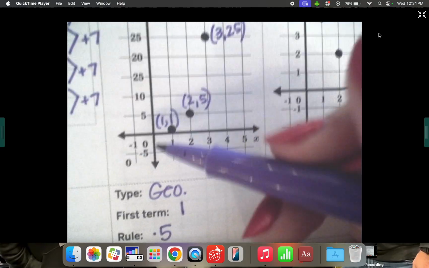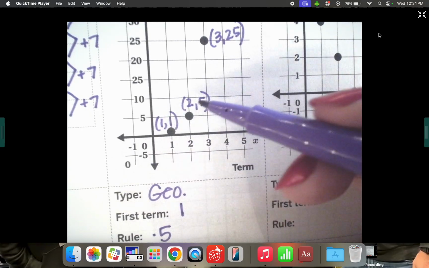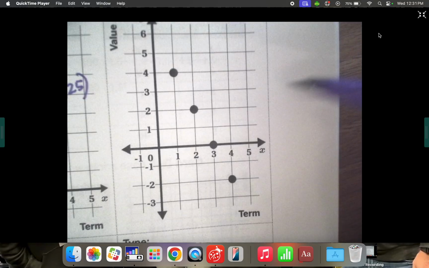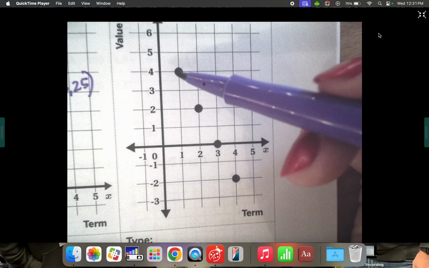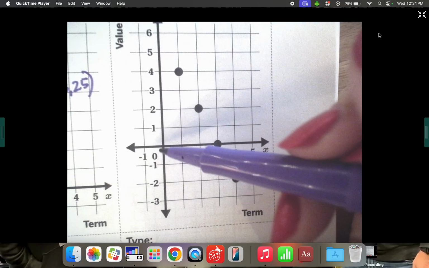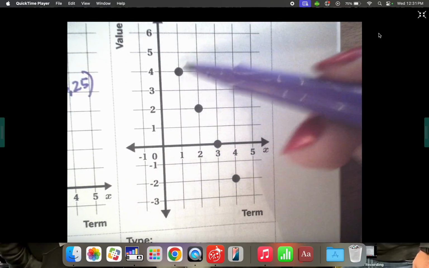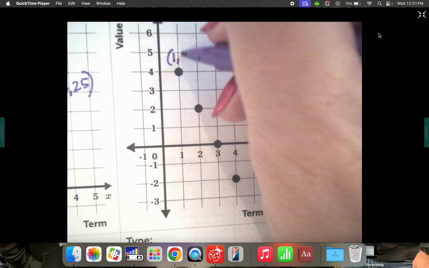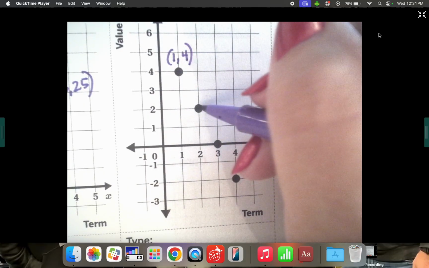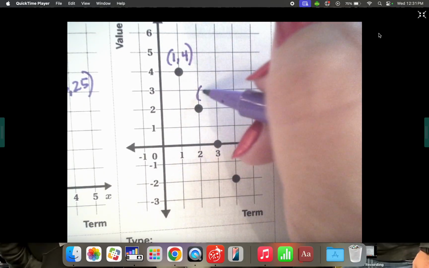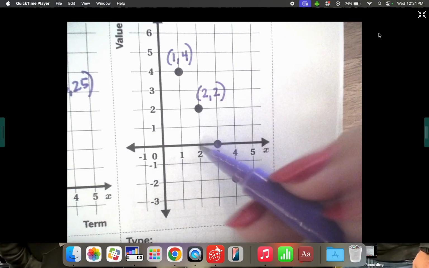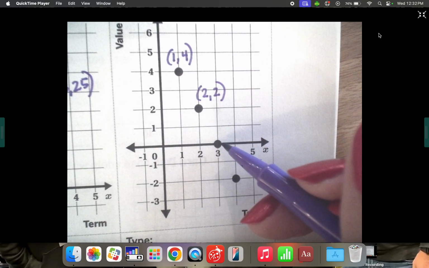Okay, I hope that makes sense. It makes a lot more sense whenever you put the coordinates on it. In fact, let's do the same thing on this next one. So this dot up here is over 1, up 4. So we're going to write 1, 4. This dot is 2, 2. So 2, 2. This dot is at 3, 0.